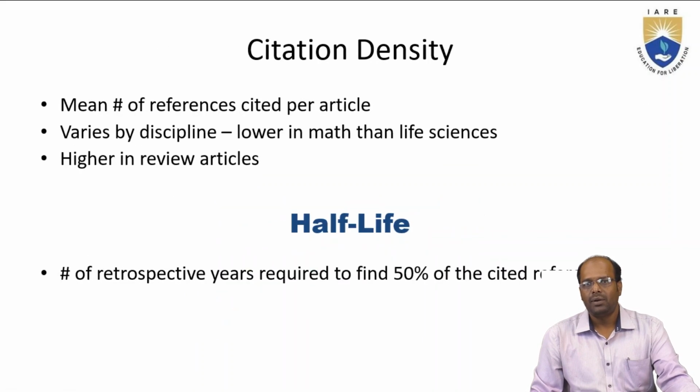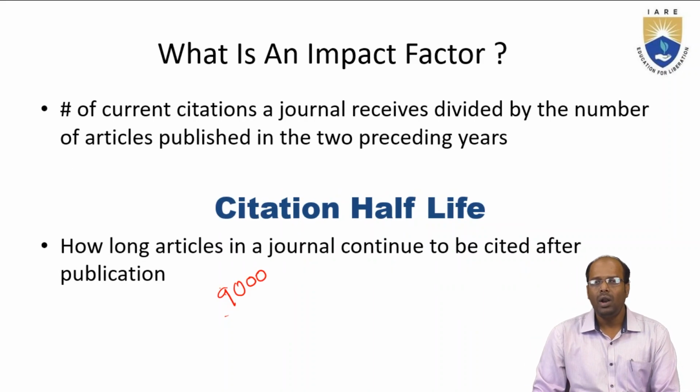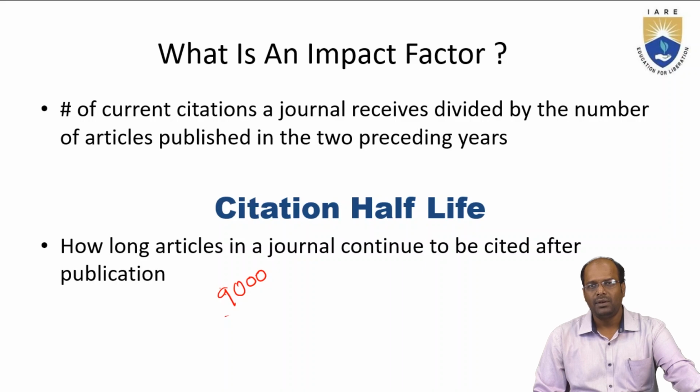Now, the citation half-life: it means how long articles in a journal continue to be cited after publication. Suppose you published the article in 2019. How long does it continue to be cited after publication? Half-life also is taken into consideration for citations. Based on that, 2019 it is published, but in the preceding 2 years it has only 9,000 citations. But earlier this journal had other citations, and that half-life also we consider when calculating the impact factor.